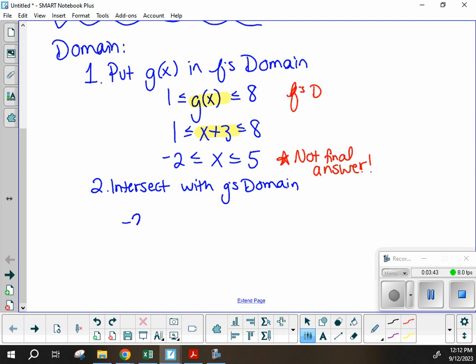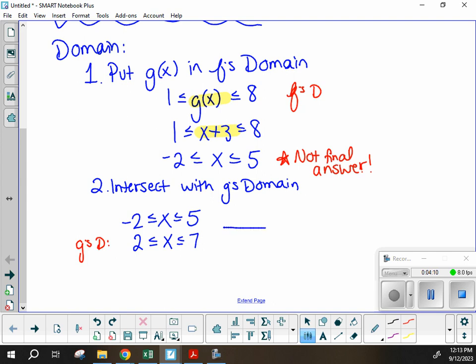So I've got this -2 to 5, that's sort of this temporary pause, this little step that we have found. And now g's domain was given to us as x between 2 and 7. And we want the intersection of the two. That is finding all of the points that those two inequalities share or have in common, or where they overlap.